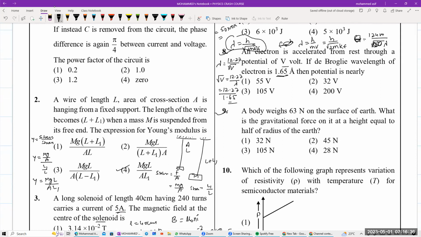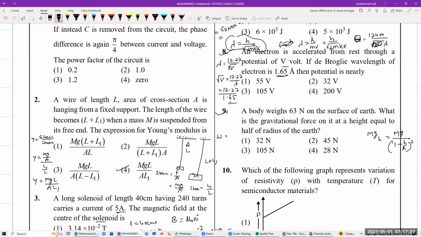Question number 9, gravitation. You can try this one also. A body weighs 63 Newton on the surface of the earth. What is the gravitational force on it at a height equal to half of the radius of the earth? You know that when you are talking about the gravitational force at a certain height, what is the formula for g at a certain height? g at a certain height will be equal to g divided by (1 plus h divided by R) whole square. Multiply this by mass, and that will give me the weight on both sides.